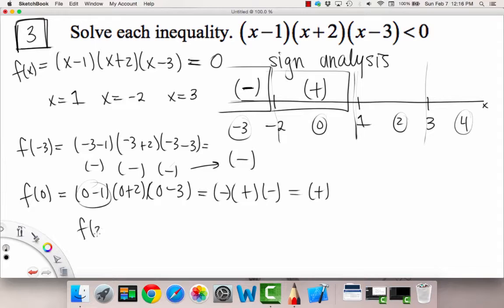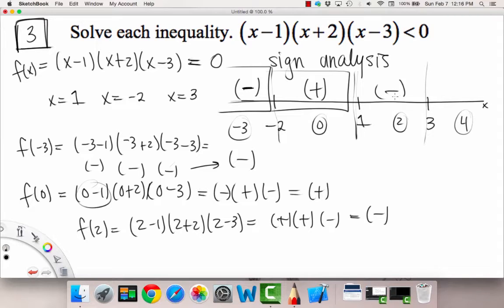Now let's do f of 2. This gives us 2 minus 1, 2 plus 2, and 2 minus 3. So both of the first ones are positive, and the other one's negative. So this turns out negative, okay? So we're done with that interval, and for the final one, we just have f of 4 is equal to 4 minus 1 times 4 plus 2 times 4 minus 3, and these are all going to be positive, okay?